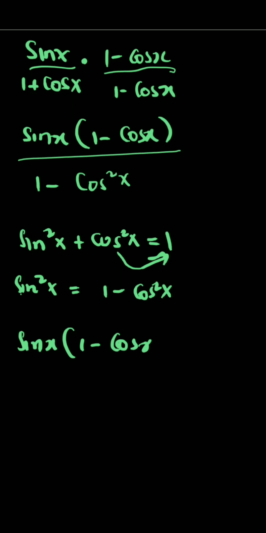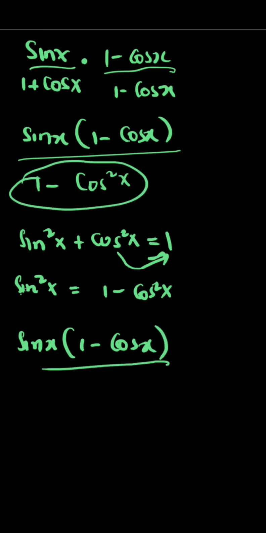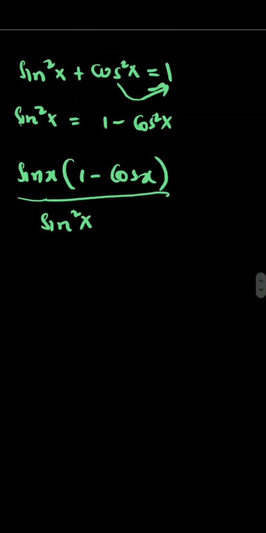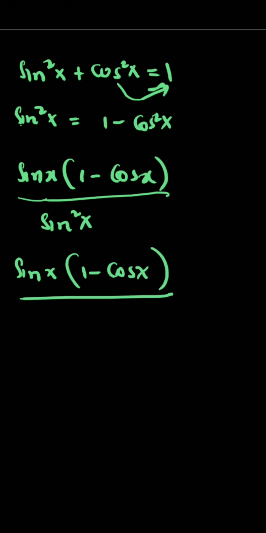So write the numerator the way it is. Then on the denominator, 1 minus cos squared is simply substituted by sin squared x, like that. So write over sin squared x. So we'll write our numerator the way it is. Now denominator sin squared means that sin is multiplying with itself 2 times. So we'll say sin x times sin x. So one of the sin will cancel.